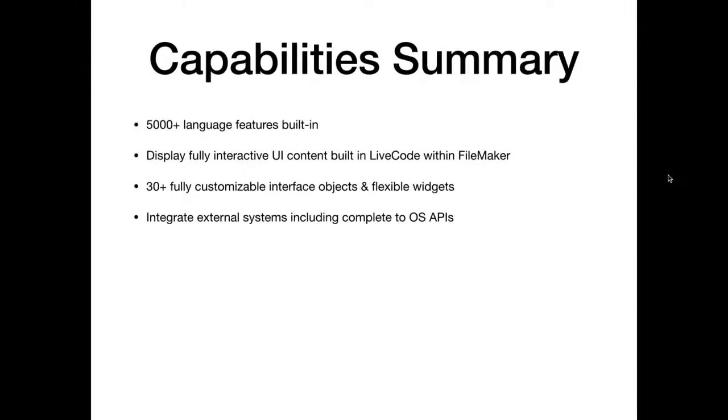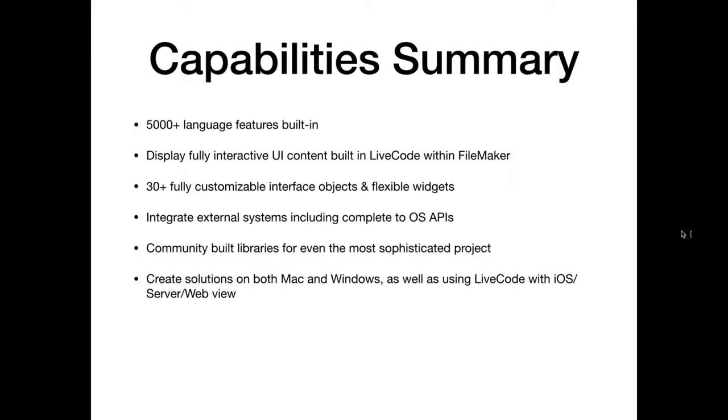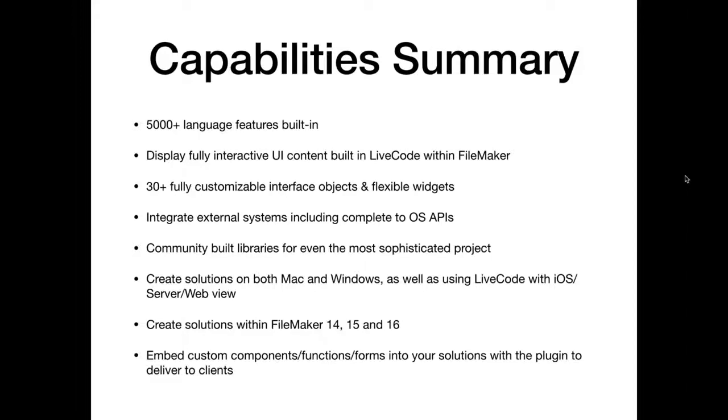You can integrate external systems, including complete access to OS APIs. There are community-built libraries for all kinds of projects. There are some commercial libraries, but there are hundreds and hundreds of open source libraries to learn from. And you can create solutions for Mac and Windows for the plugin, as well as iOS using our server and using the web versions 14 through 16, and embed custom components and functions into your solutions to deliver to clients.